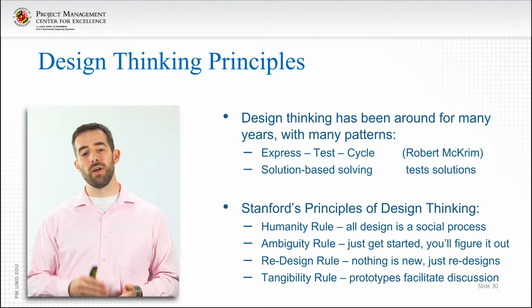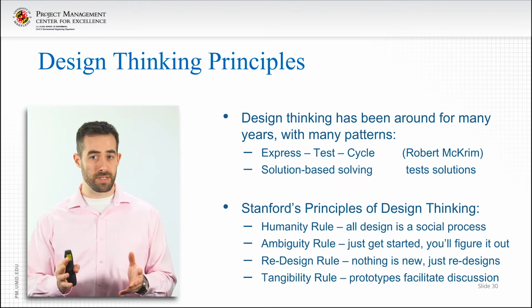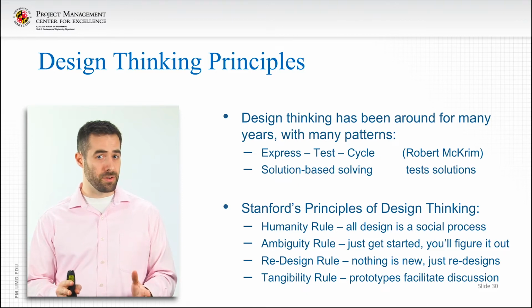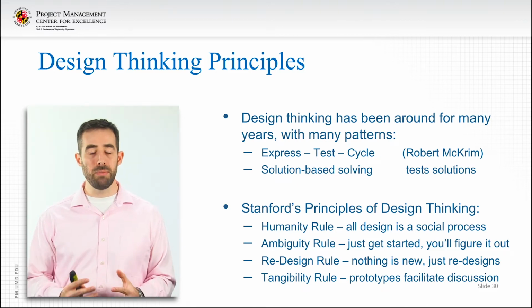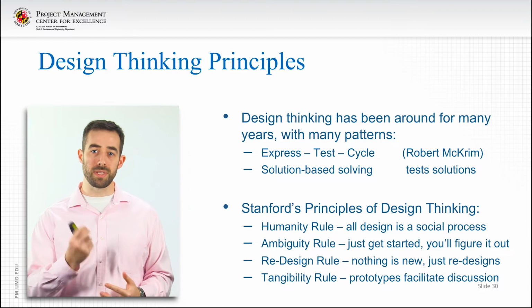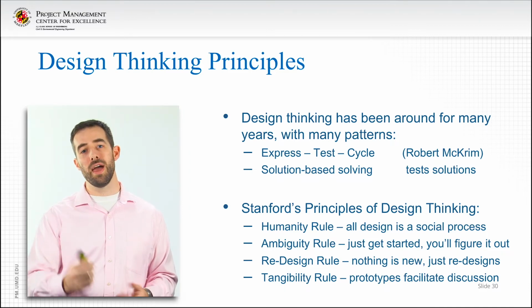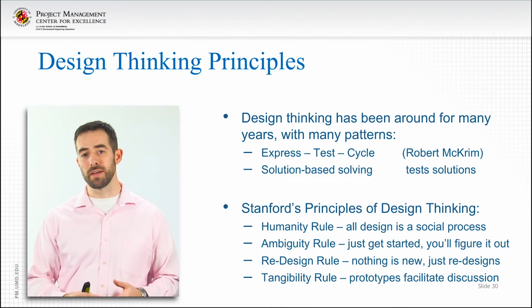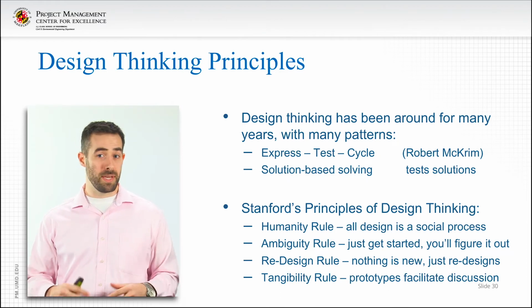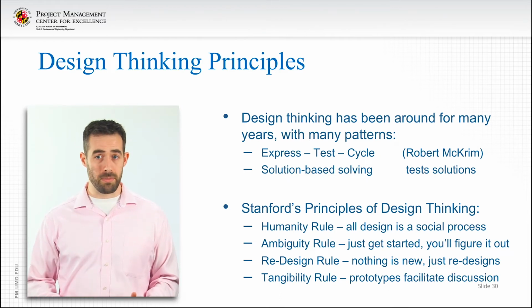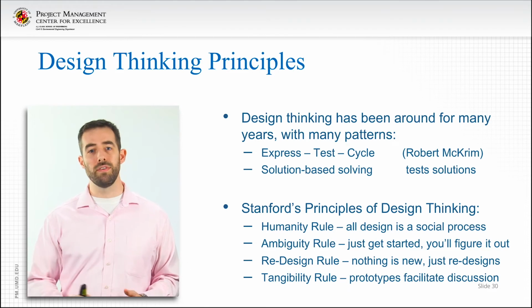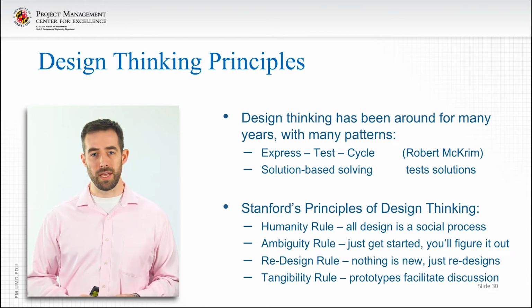And what they talk about are the humanity rule, first, that all creation is social, that it requires interaction between people to come up with new ideas, that we spark in each other a small glimmer of what could be, and then that usually becomes a new product. The ambiguity rule, which means even if you don't know how to solve this problem, just get started. You're going to figure it out. It's okay not to know how it all ends.